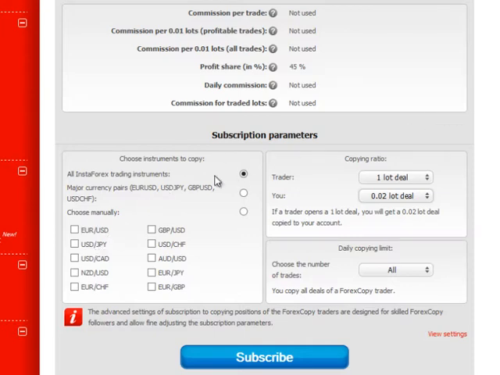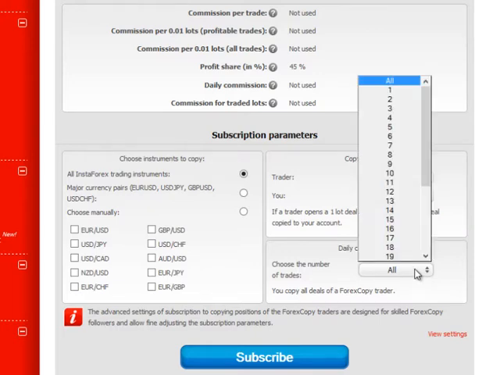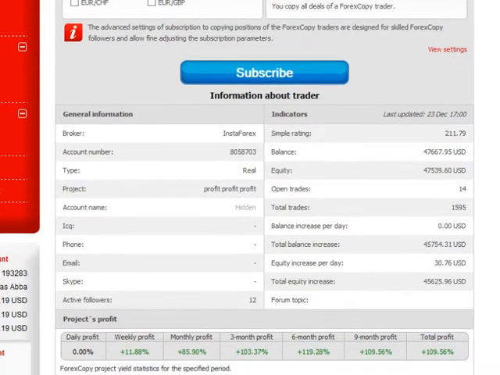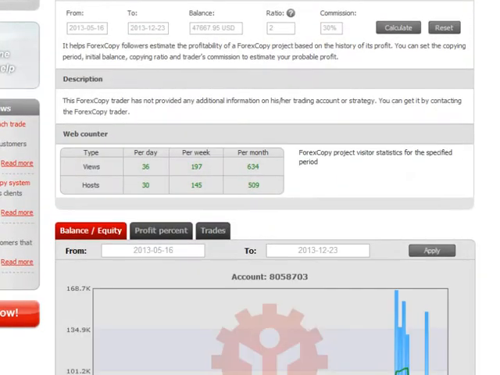You have the option to select which currency pair trades you want to copy from this trader. You have the option to select how many trades to copy from this trader, if you want to copy the whole of the trades, or just a select few of the trades he opens per day. And basically that's all you have to do to start copying the trades of this trader and start making money.